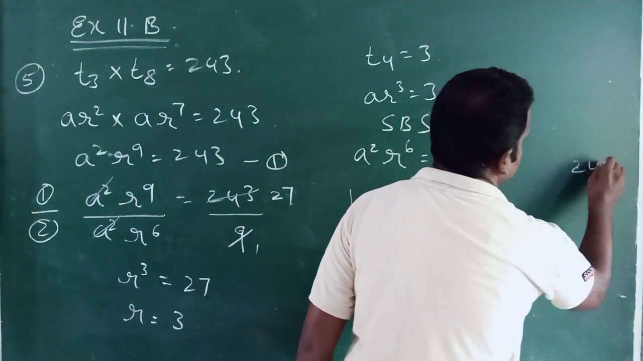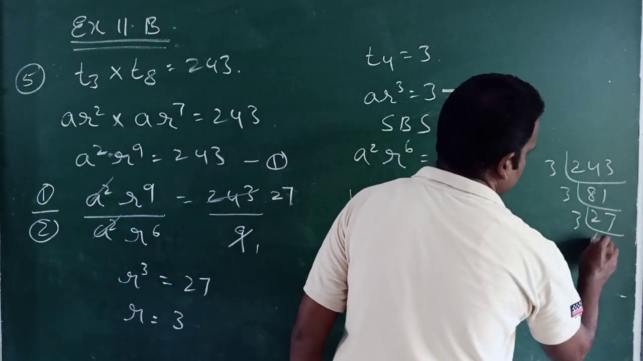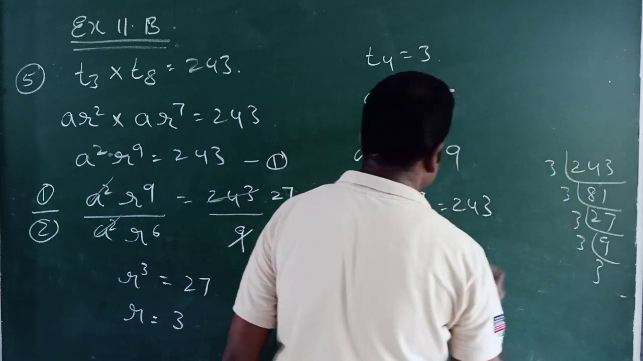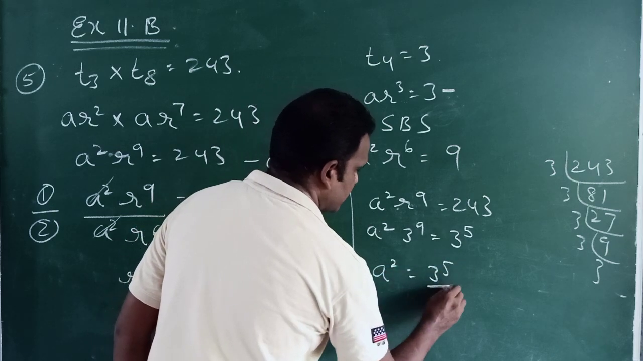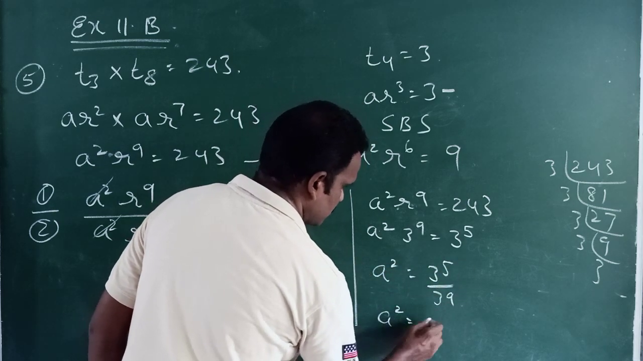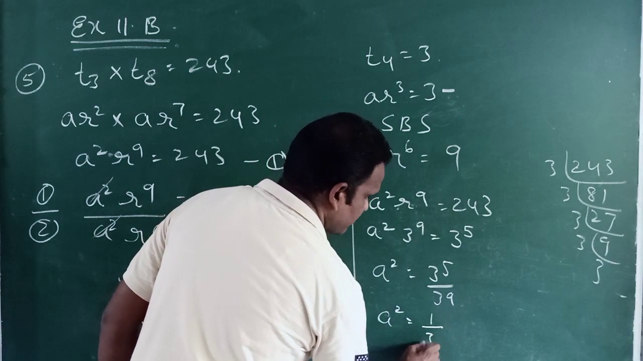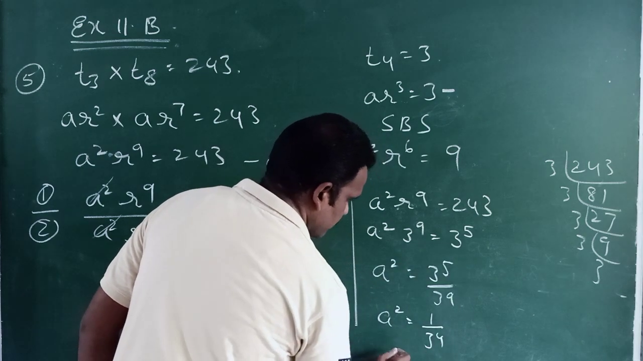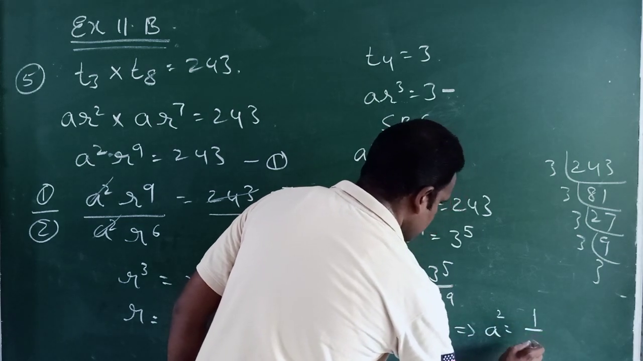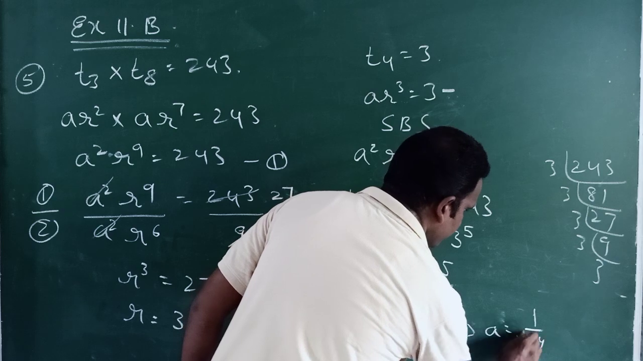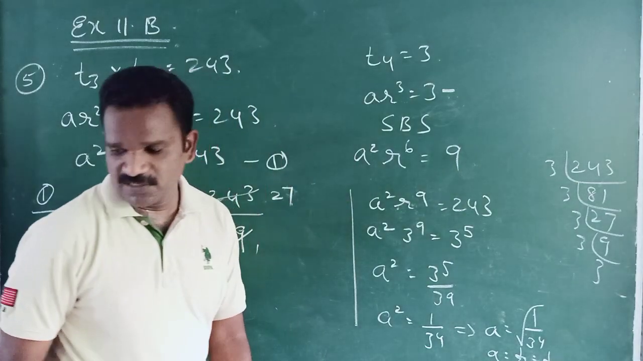Also we will write 243 in powers of 3. 243, 3 times 81, 3 times 27, 3 times 9, 3 times 3, 1. Counting 1, 2, 3, 4, 5, that is 3 to the power of 5. So A square is equal to 3 to the power of 5 by 3 to the power of 9. So A square is equal to 1 by 3 to the power of 9 minus 5, which is 4. That implies A square is equal to 1 by 3 to the power of 4. A is equal to root of that, so A is equal to 1 by 3 square, that is 1 by 9. A is equal to 1 by 9.